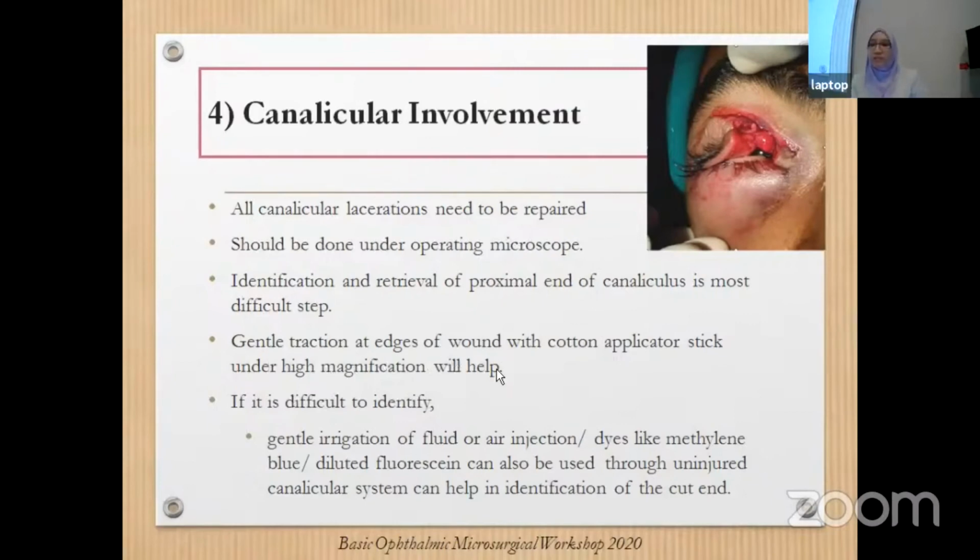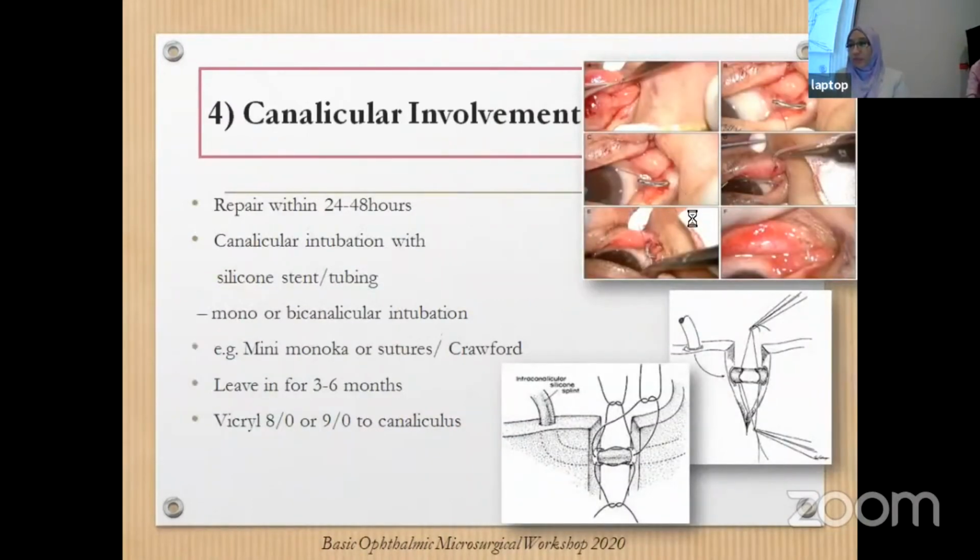Gentle traction at the edge of the wound with a cotton applicator, and high magnification under the microscope, will help also. If it is difficult to identify, there are a few techniques. For example, in this case, this is the upper canaliculus. We can use the punctum dilator to dilate the distal part of the upper canaliculus and also the lower canaliculus, lower punctum.